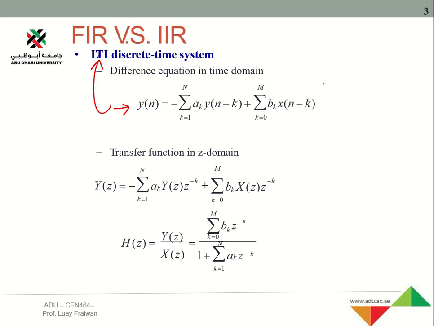This is the equation which we have learned in chapter 1. If you take the Z transform of this, it will be y of z. This is constant, so its Z transform will be y of z, and then the shift will be multiplied with z power minus k. Similarly, this one will be x of z shifted, multiplied with z power minus k. This is the same thing which we have learned in chapter 1.